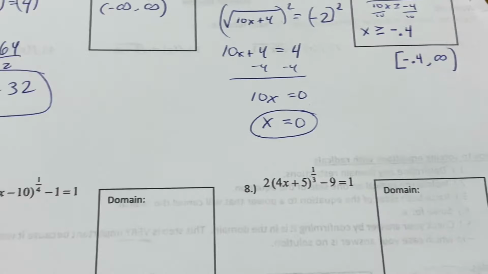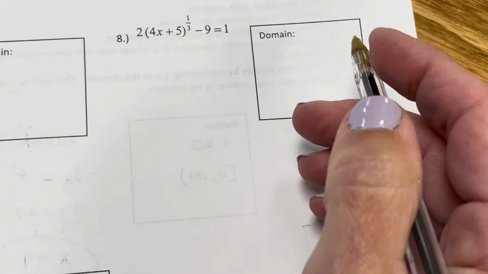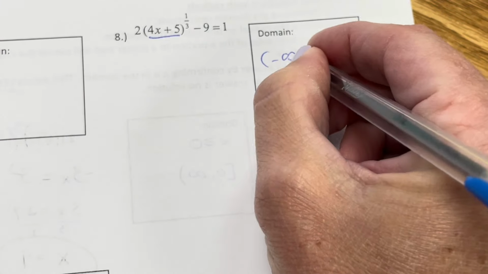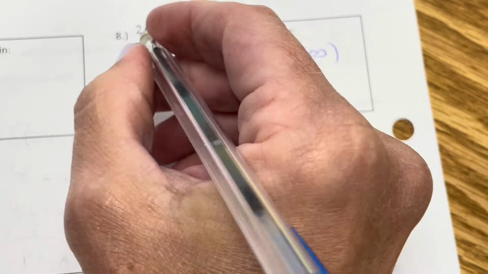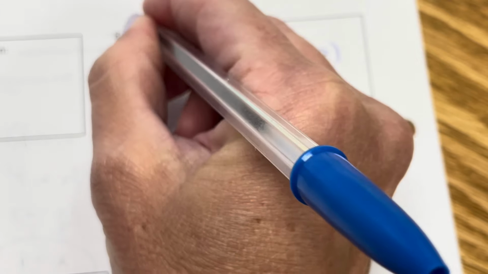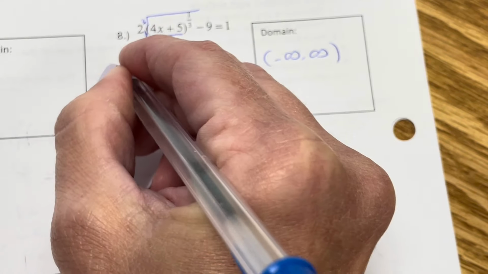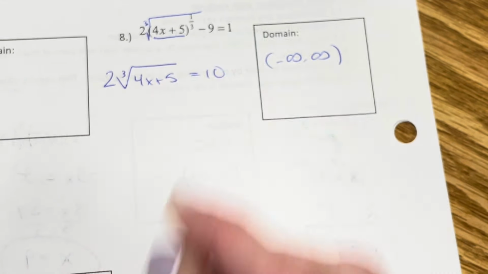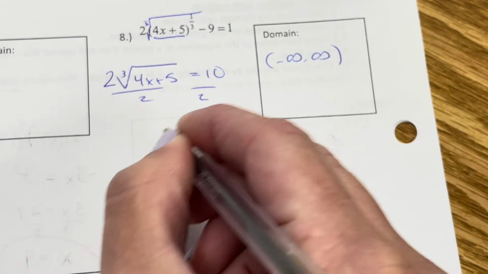Okay, you might want to go try number 8 and then come back. Again, this is a power of a third, so nothing is restricted. My domain is everything. My next step is isolating this. So if you want to put this back into a root, that's fine. Isolating means add 9 to both sides first. Okay, get that 9 on the other side. Then divide both sides by 2.